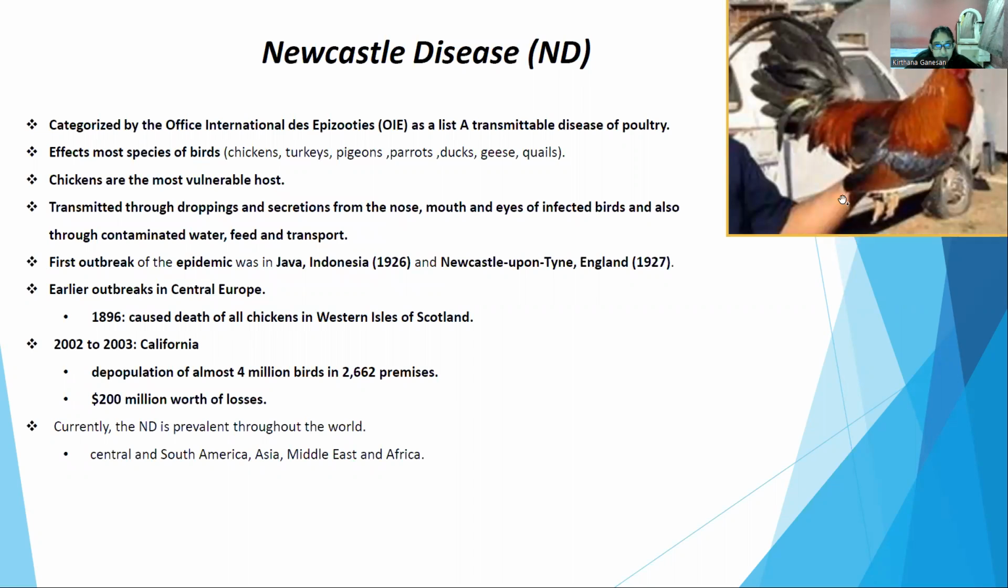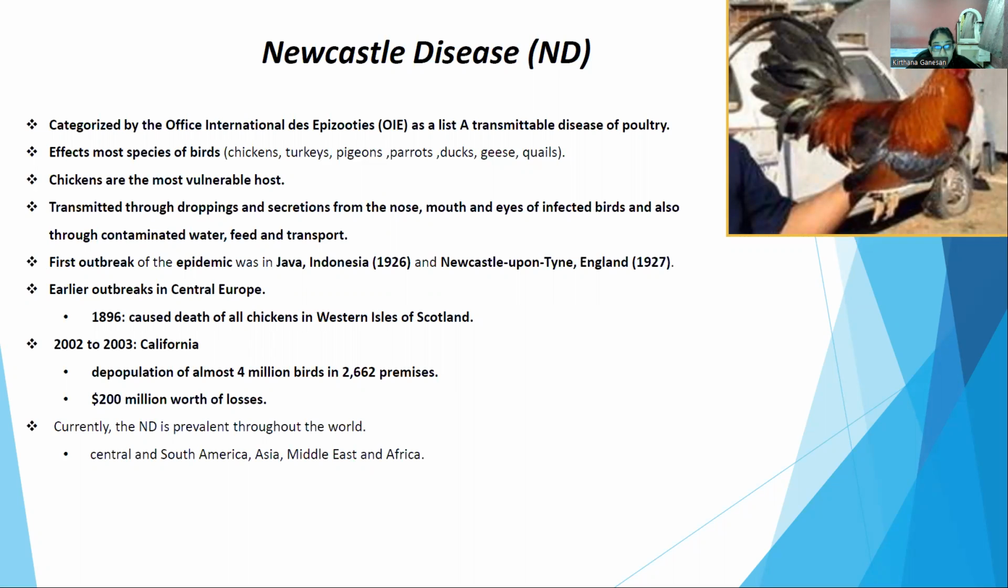What is Newcastle disease? Newcastle disease is categorized by the Office International des Epizooties as a list A transmittable disease of poultry. It affects most species of birds such as chickens, turkeys, pigeons, parrots, ducks, geese, and quails. Chickens are the most vulnerable host towards this Newcastle disease.